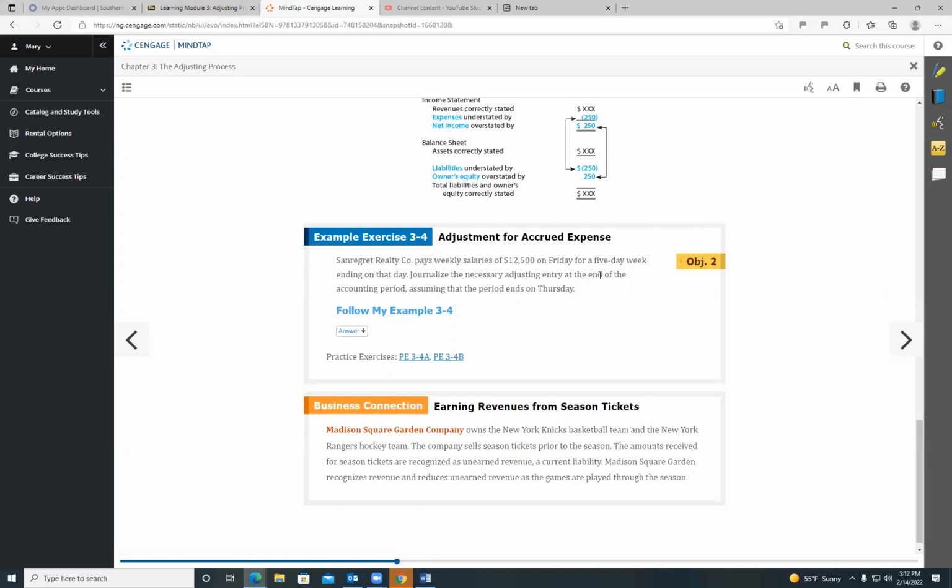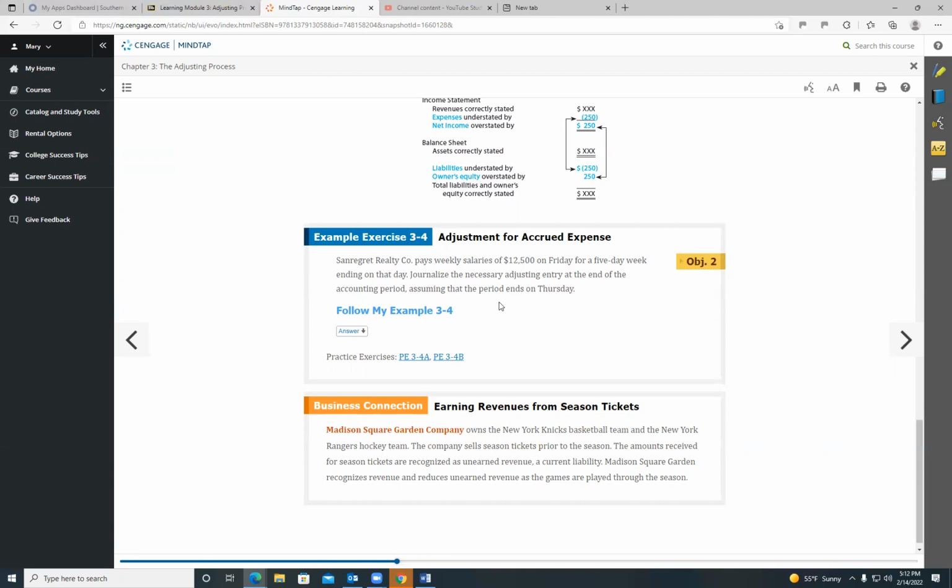But we have to figure out how much expenses we've incurred for 4 days. So to be able to calculate that, we have to figure out the daily rate. Again, take that $12,500 and divide it by 5, and that gives you your daily rate. Now, to figure out how much expense we've incurred through Thursday, we need 4 days: Monday, Tuesday, Wednesday, Thursday. So take that 2,500 and multiply it by 4. Now, you should have gotten $10,000.